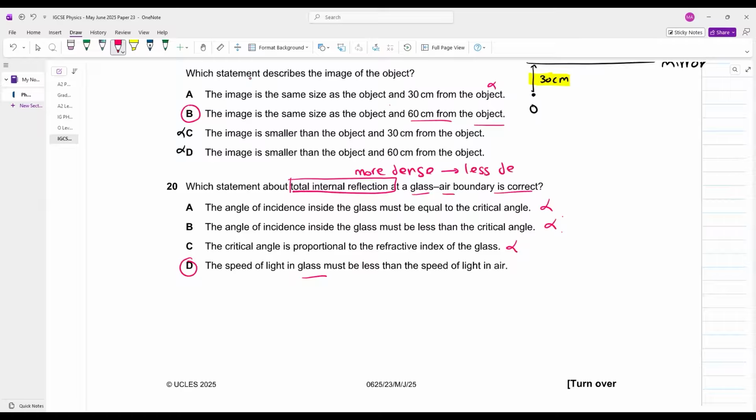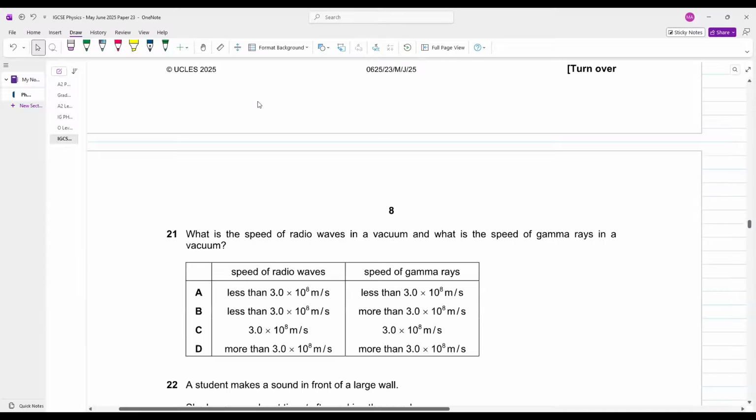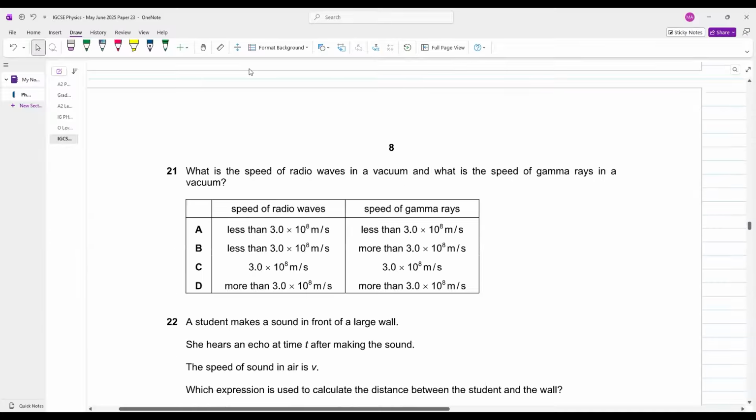And if you are going from a more dense material to a less dense material, you want the speed of light in glass to be less compared to the speed of light in air. D is your answer.